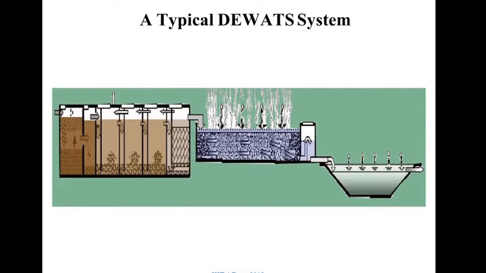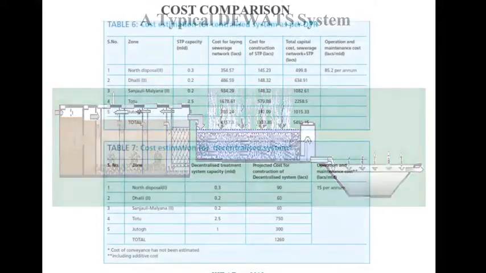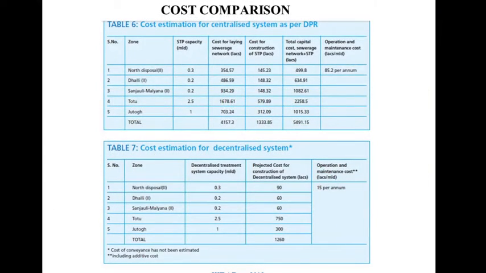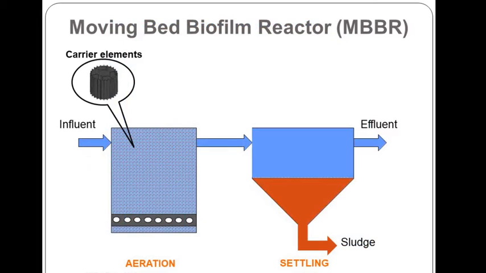This is a typical wetland plant system. Cost comparison. Next, MBBR, the moving bed biofilm reactor. It is again one of the methods used in domestic wastewater treatment. Here in the MBBR, that is the carrier element.